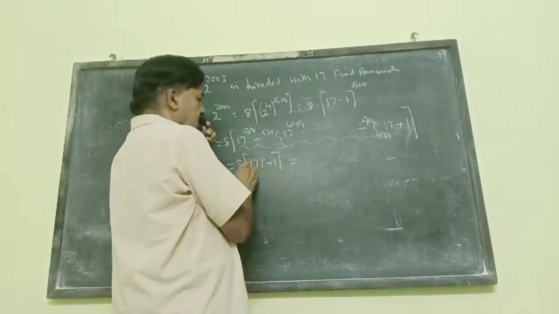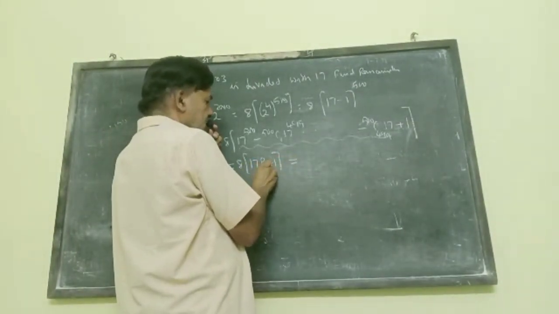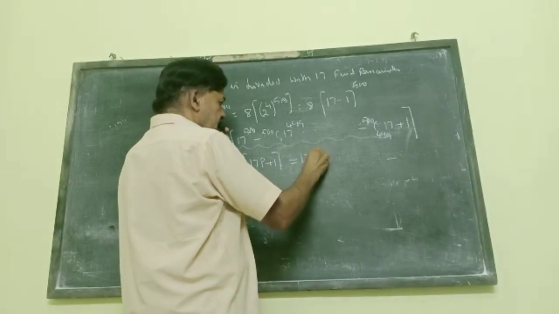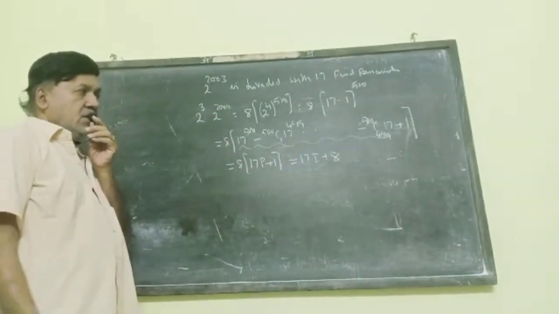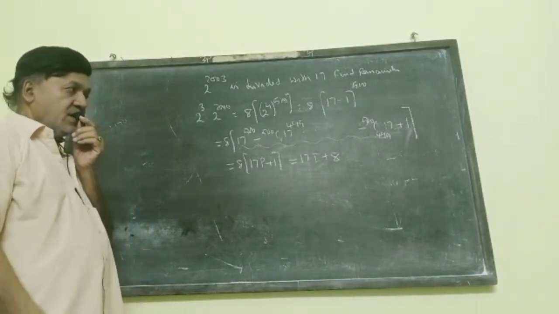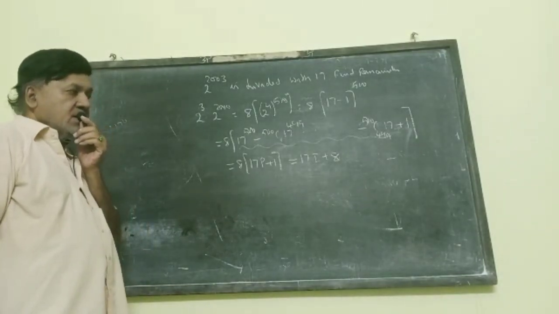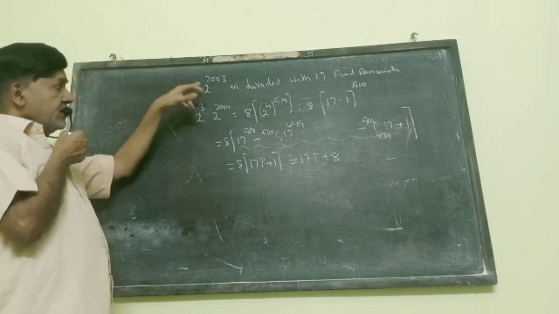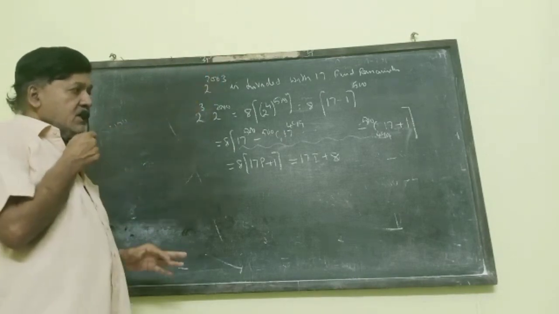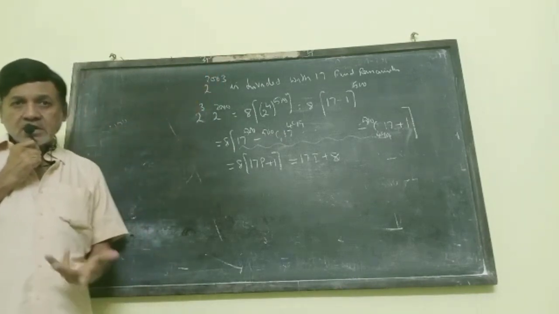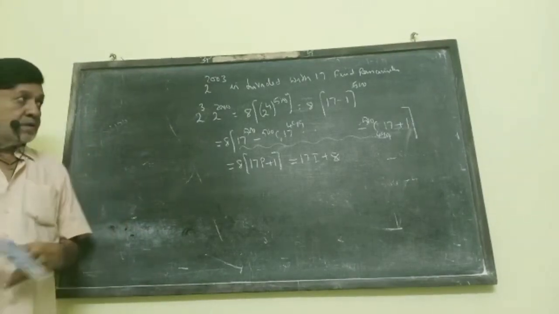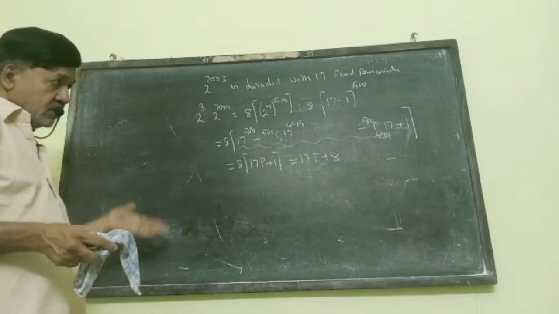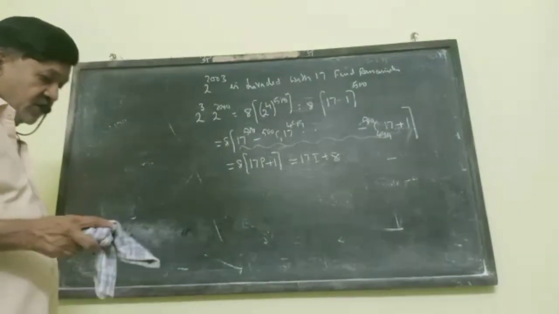This is 8 into 17p into 17p, which is nothing but 79 plus 8, where i is an integer. So when you divide 2 power 2003 by 17, what is the remainder? 8. 8 is the remainder. Yes, I already did this type of problem, this model, right?